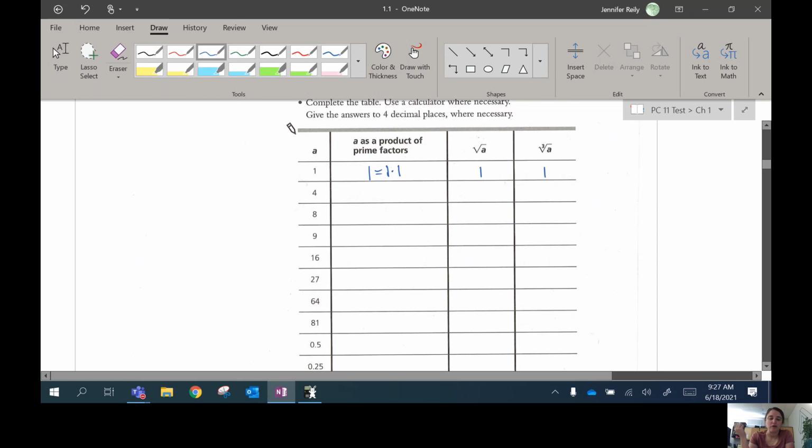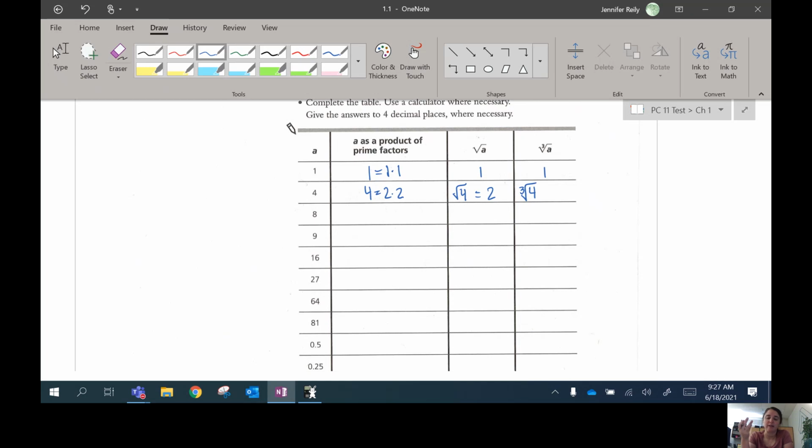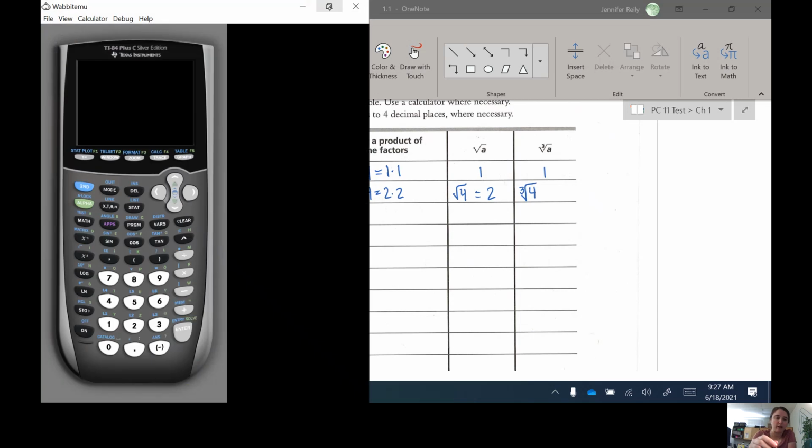Let's look at 4. It's a little more interesting. So 4 is equivalent to 2 times 2 if you break it down. So the square root of 4, that asks what times what equals 4. And so the answer to that would be 2. If you try to take the cube root of 4, though, you wouldn't get a whole number because there's nothing that you can multiply 3 times to make 4. So for that, you would either have to estimate it or you would have to use a calculator. We're going to use a calculator for that.